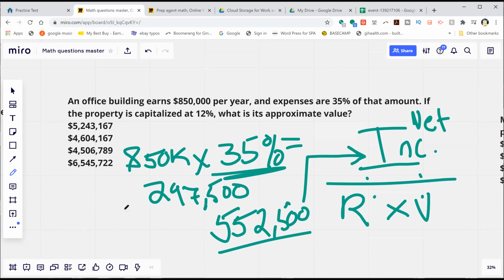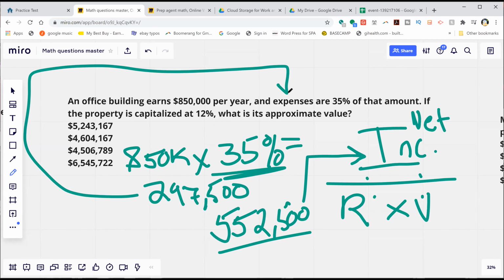So Brenda asked, where did you get 552,500? Okay. What happened was that you have to first multiply 850,000 by 35%. That's going to give you 297,500, which were the expenses. You have to subtract that from 850,000, and you would get 552,500, which is the net income. And then you would be able to divide it by the cap rate of 12%. So you have to back the expenses out. Glad that you got that one.